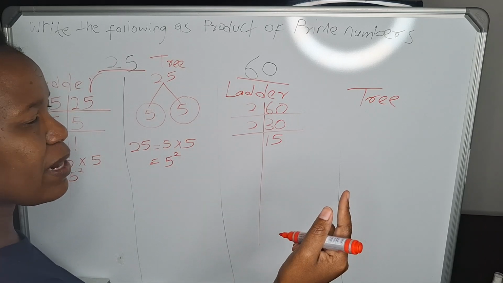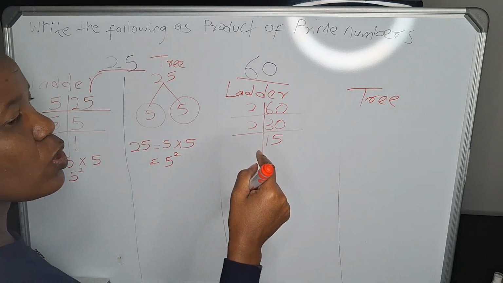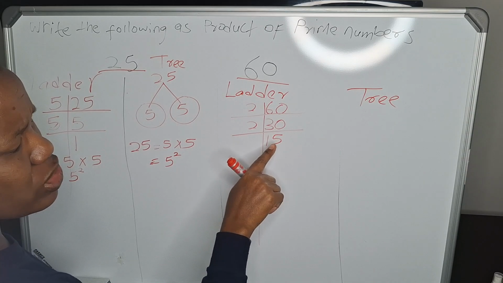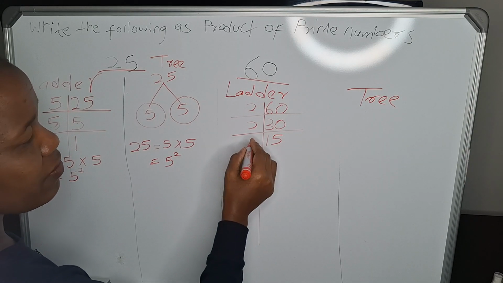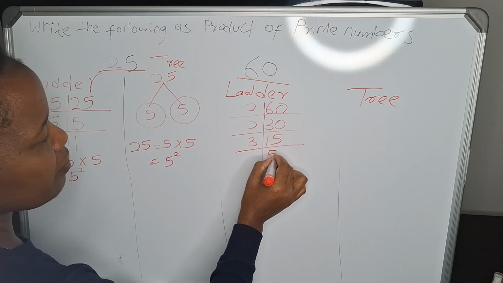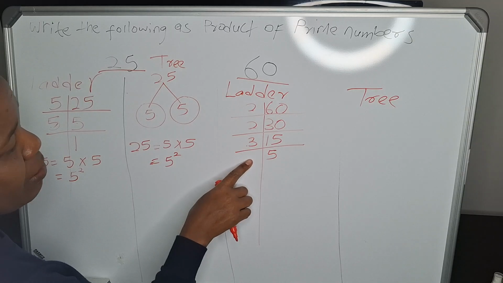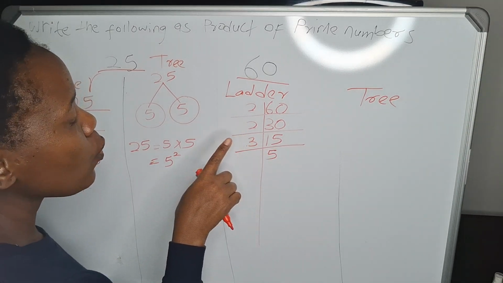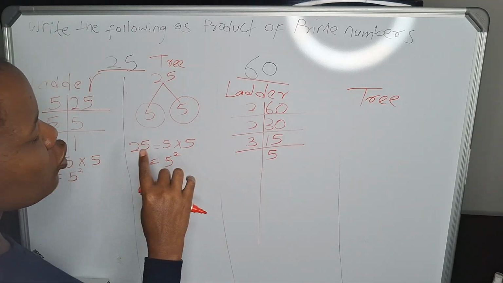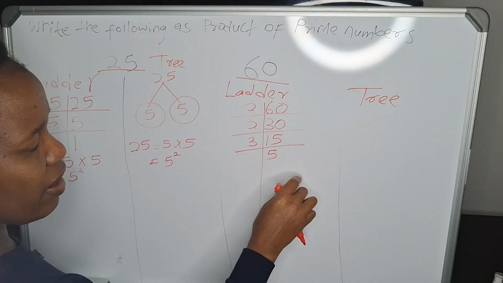I go to the next prime number. The next prime number after 2 is 3. Does 3 go into 15 without leaving a remainder? So you check, what is 15 divided by 3? That's 5, without leaving a remainder. So how many times does 3 go into 15? It's 5 times. Then I still check my 3. Does 3 go into 5 without leaving a remainder? No, because it goes 1 time and leaves 2. So it's not a factor of 5.